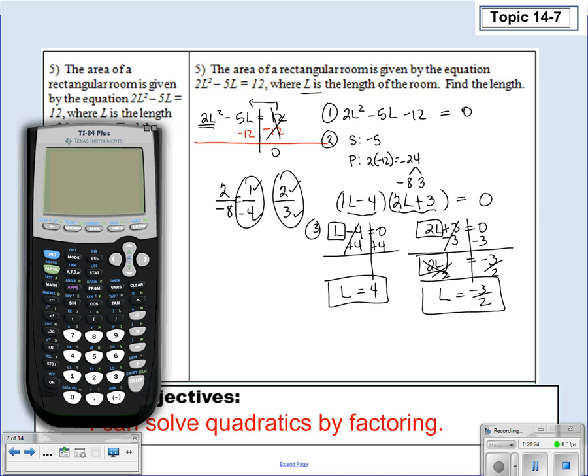Now let's answer the question. Find the length. We are finding the length of a room. So if I'm in a rectangular room, the length cannot be negative. Therefore, the length is 4.